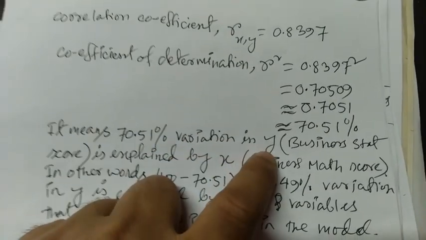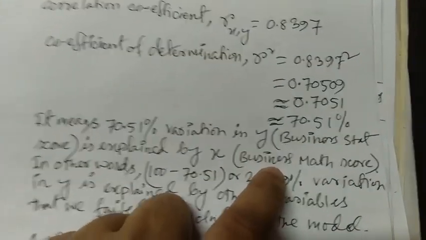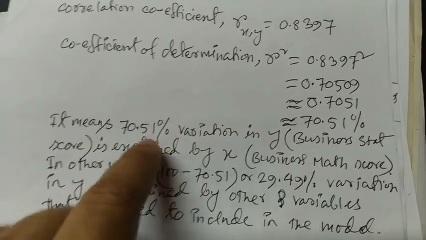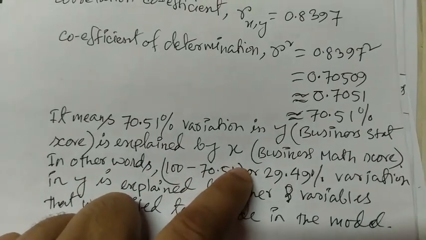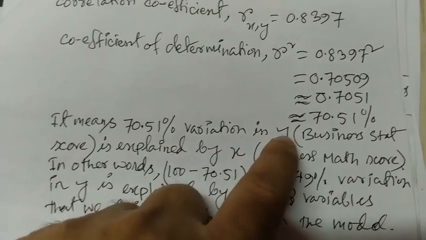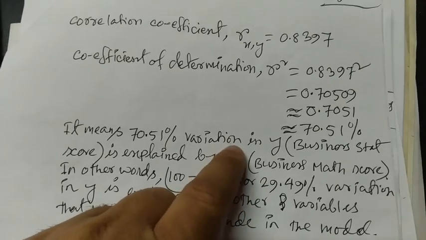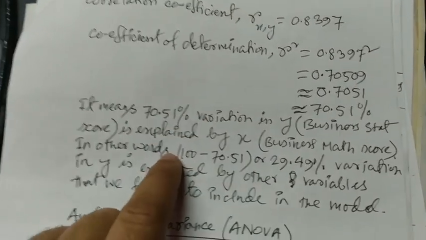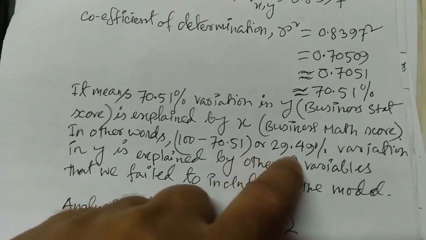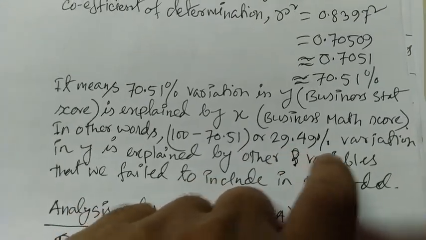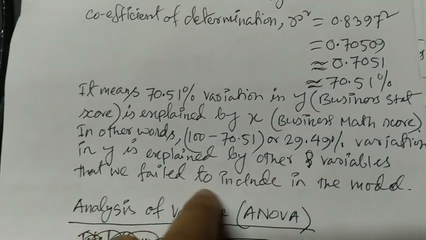It means 70.51% variation in y, that is the business stat score, is explained by x, that is the business math course. That means 70.51% variation in y is due to x. Due to movement in x, y will move by 70.51%. In other words, if you deduct it from 100, 100 minus 70.51, that is 29.49% variation in y is explained by other variables that we failed to include in the model.